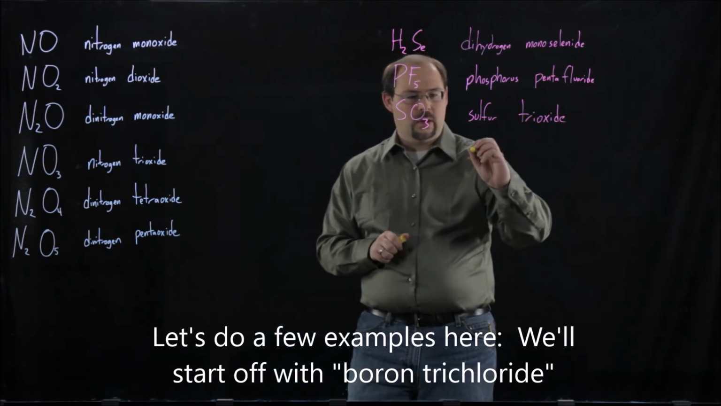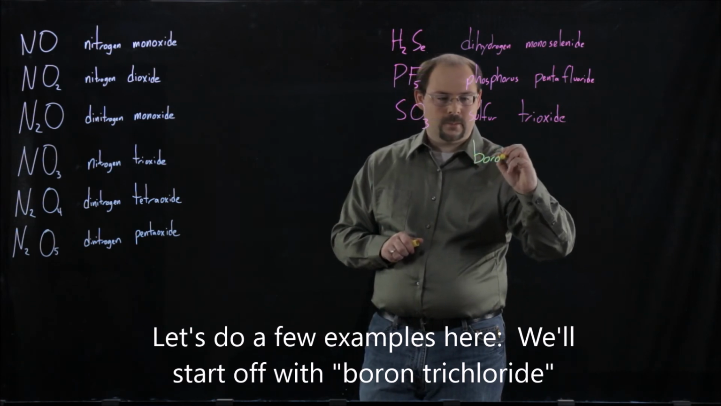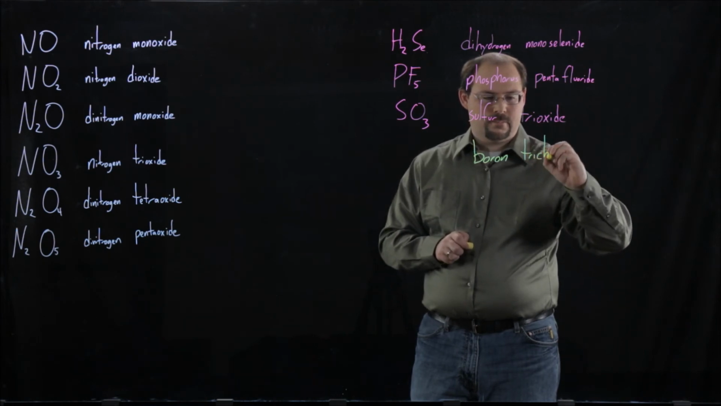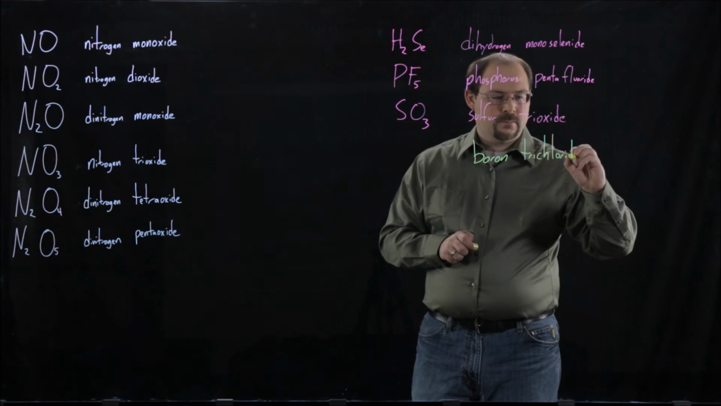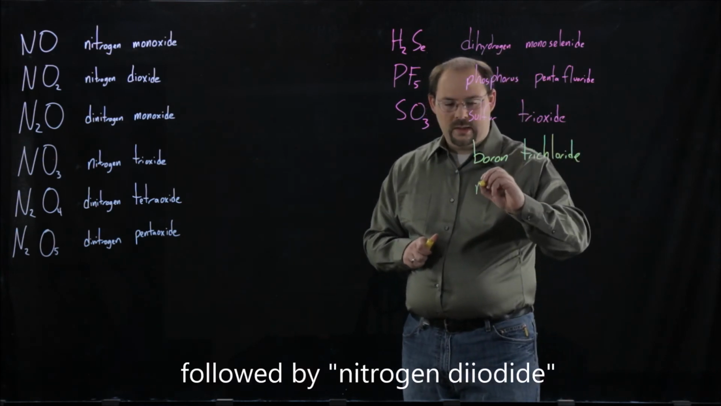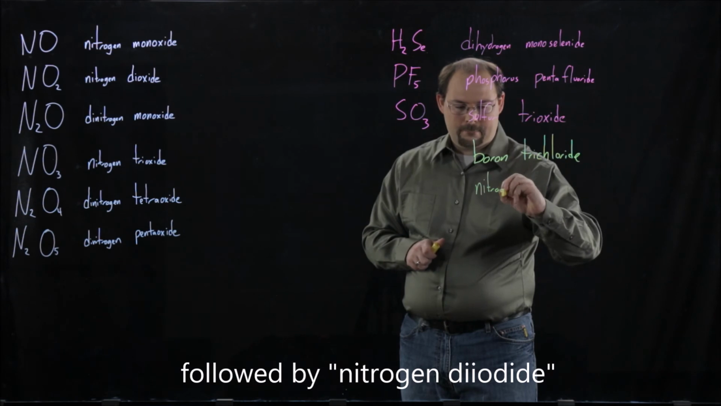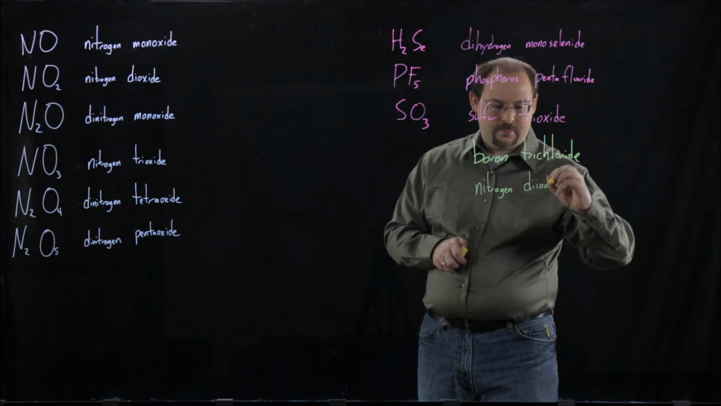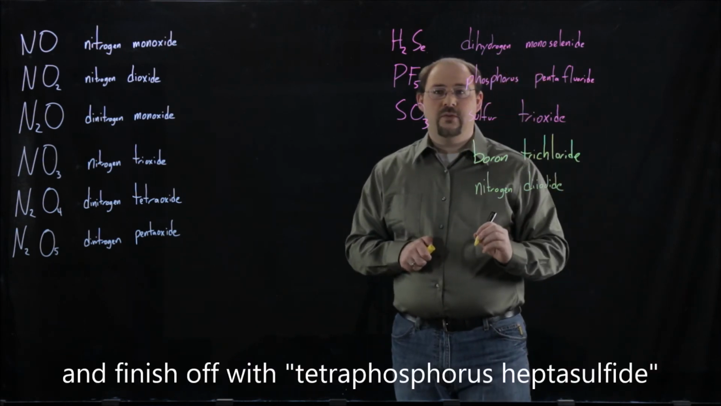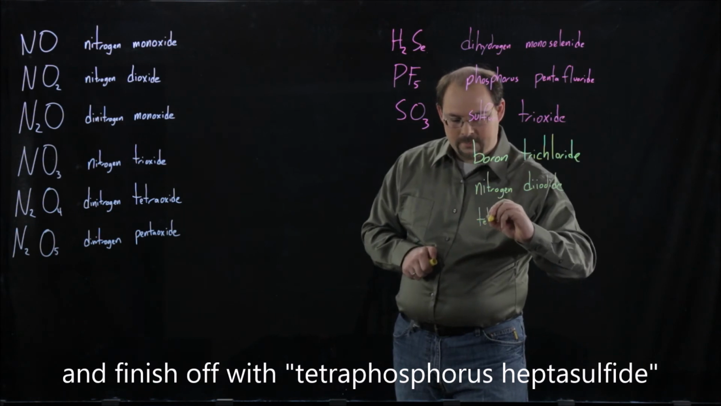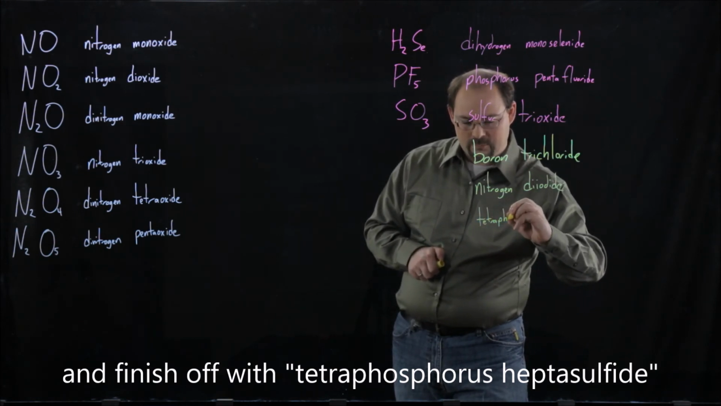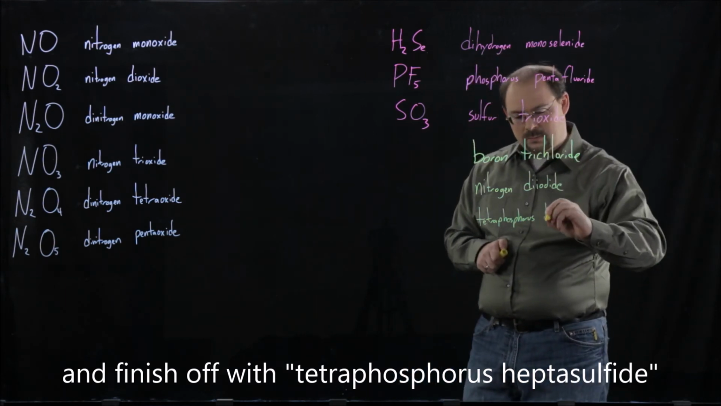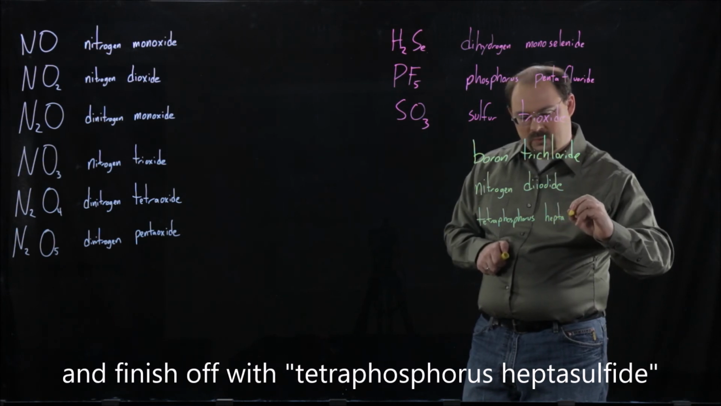We'll start off with boron trichloride, followed by nitrogen diiodide, and finish off with tetraphosphorus heptasulfide.